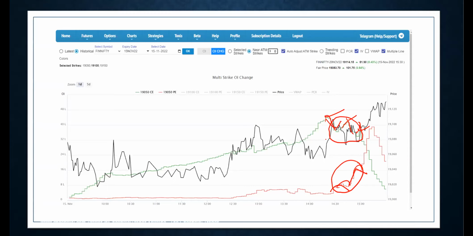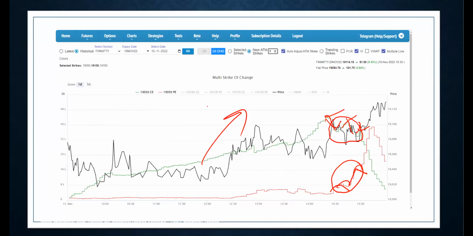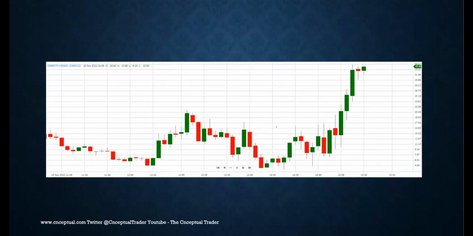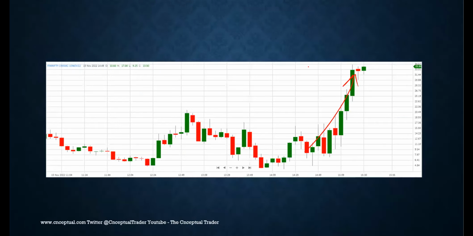It clearly indicated that put sellers have got the upper hand. Put sellers have got the upper hand. That means the price will go up. This is the call price, that will go up. That means the price of Nifty will go up, and price will go further up. So that's why this particular option, 19050, went upwards, and we made very good money in that. You can see 19050 CE was bought at 710 rupees. It went up to 34 rupees, like that.